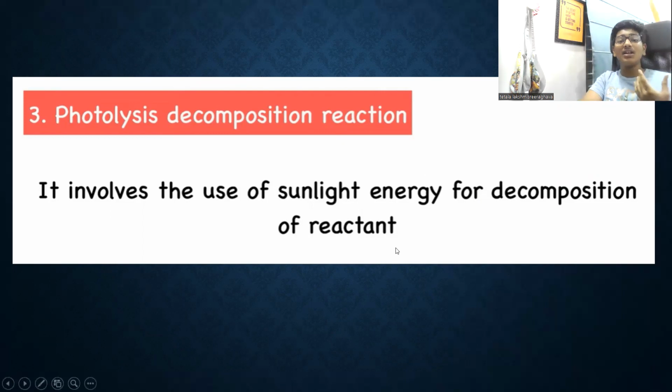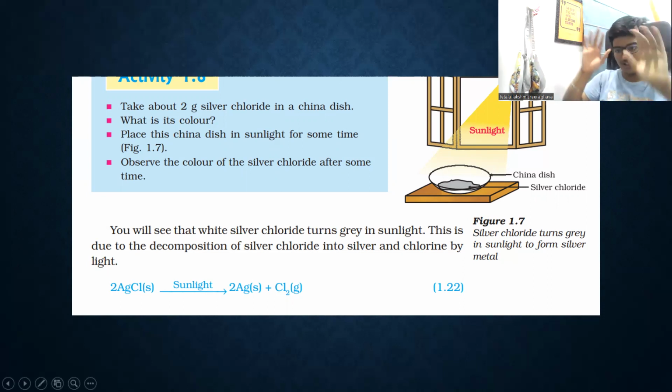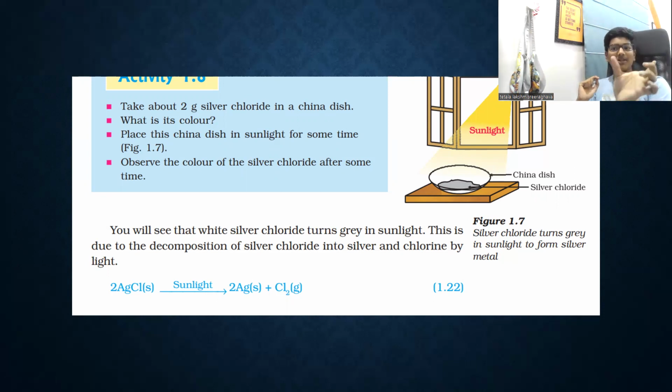Now, let us look at an example given in the textbook, which is activity 1.8. Take about 2 grams of silver chloride, AgCl, in a china dish. A china dish is basically the normal bowl which you can observe here. It's just a bowl, but in the exam you have to mention it as a china dish, right? Because a word contains value.